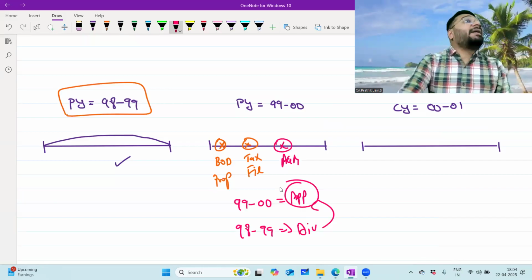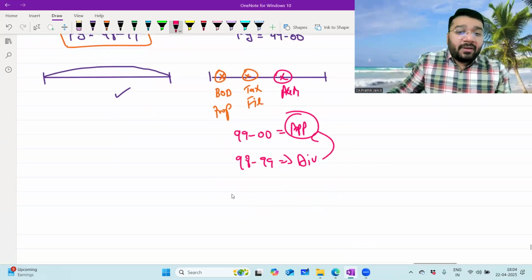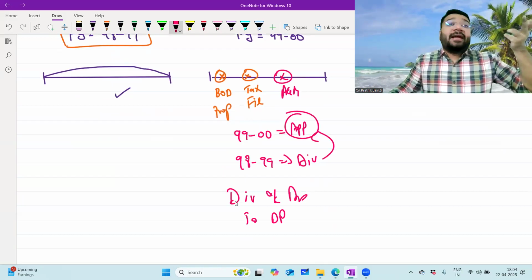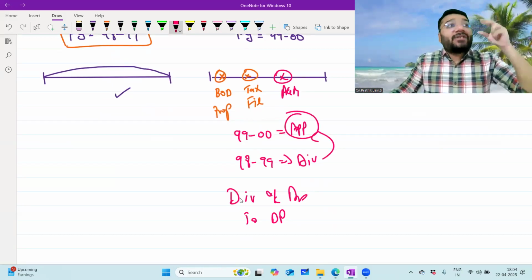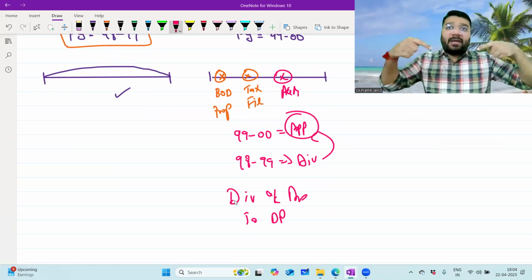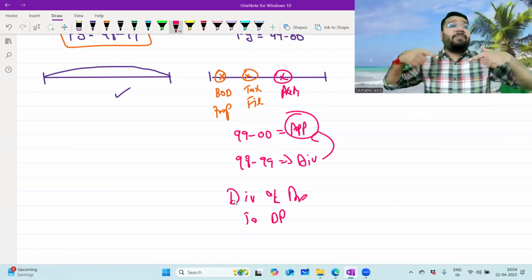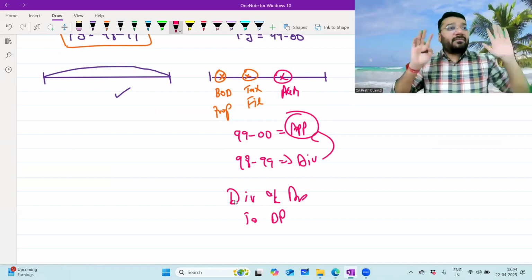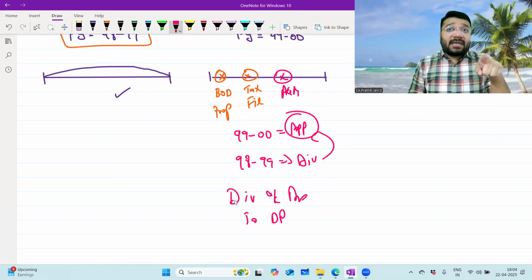What is the journal entry? Dividend account debit to dividend payable. Then this dividend is transferred to P&L. So can I pass a combined entry instead of two entries? Two entries means what? Dividend to dividend payable, and this dividend is transferred to the statement of P&L. P&L to dividend. Correct?